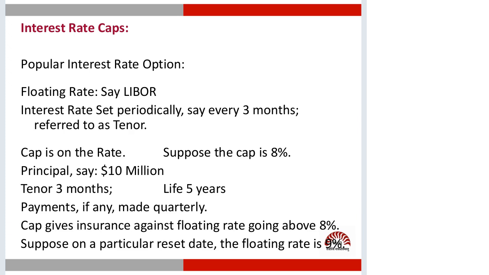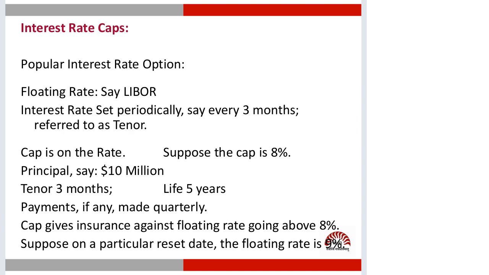Now what I'm saying is that I have a 5-year period over which I'm borrowing. Instead of looking at it as 5 years, I'm dividing the 5 years into 3-month intervals. So how many 3-month intervals will I get for 5 years? Every year you'll have 4 intervals: 3 months, 3 months, 3 months, 3 months.